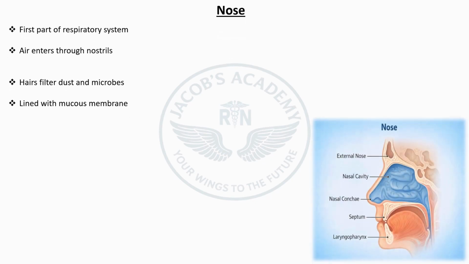Now let us discuss the nose, which is the first part of the respiratory system. So the air enters the respiratory system through the nostrils, the inside of the nose which contains hair, which will help in filtering dust, dirt and microorganisms from the air. So the nose is lined with a mucous membrane, and this membrane traps fine particles and helps in moistening the air before it passes into the respiratory tract.